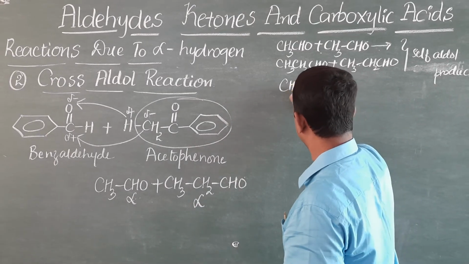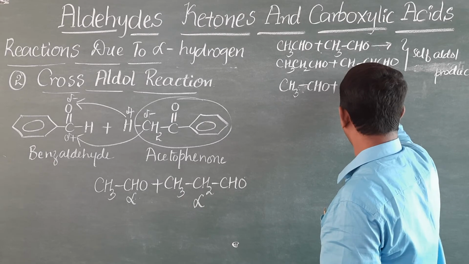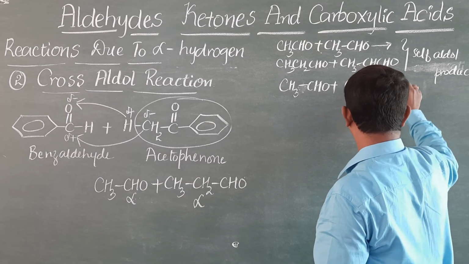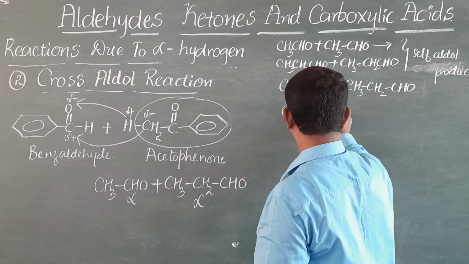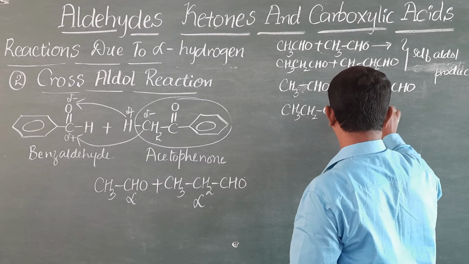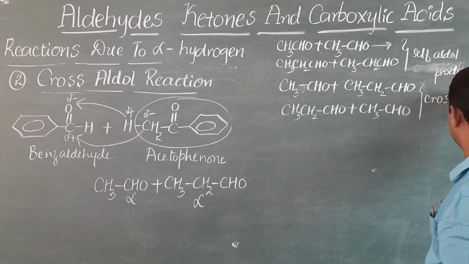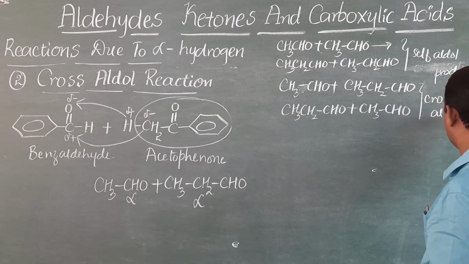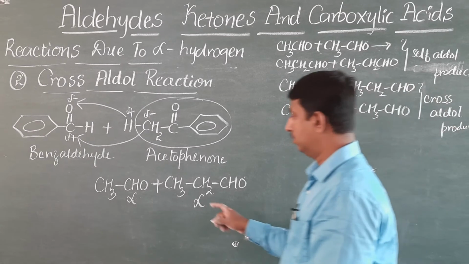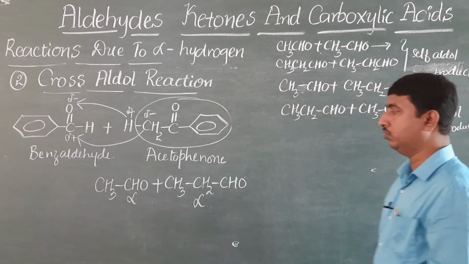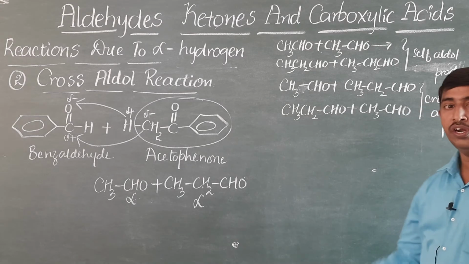Ethanal can be added to propanal, and because of this we will get one product. Or propanal plus ethanal, this possibility is also there. These products are called cross aldol products. So if both the compounds taken contain alpha hydrogen, then we can get 4 different products.